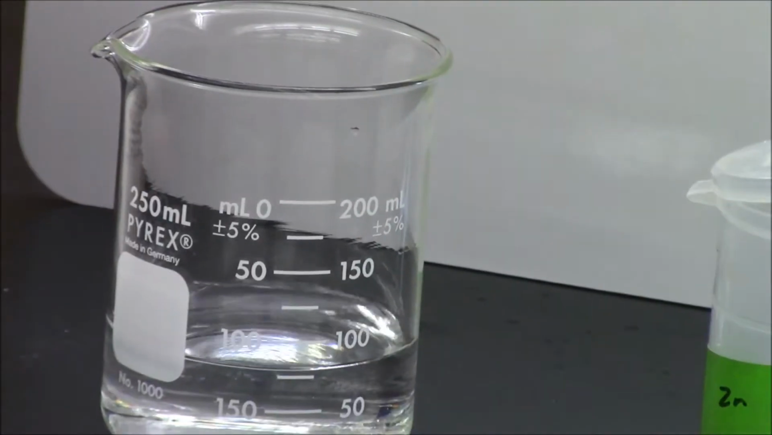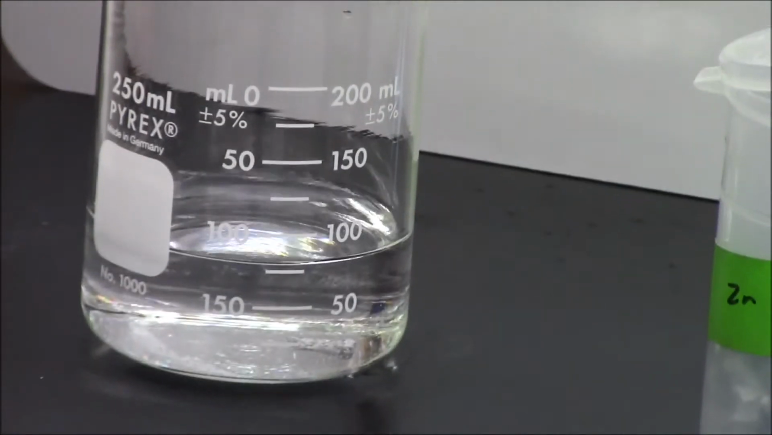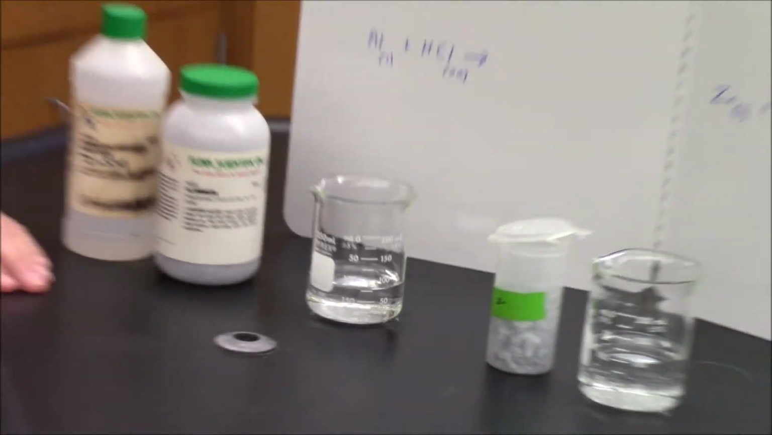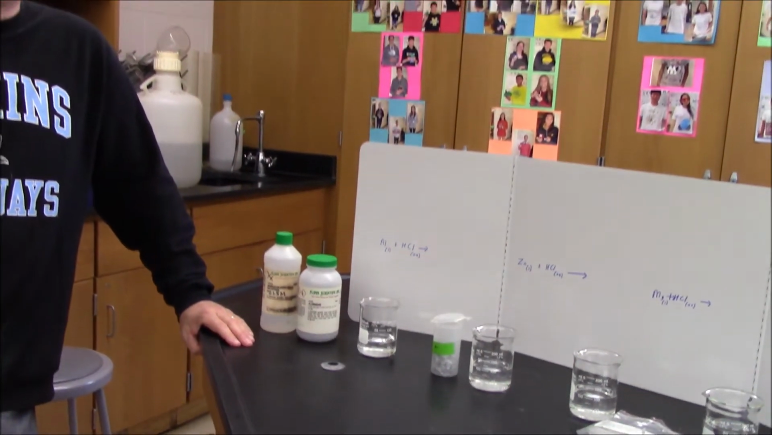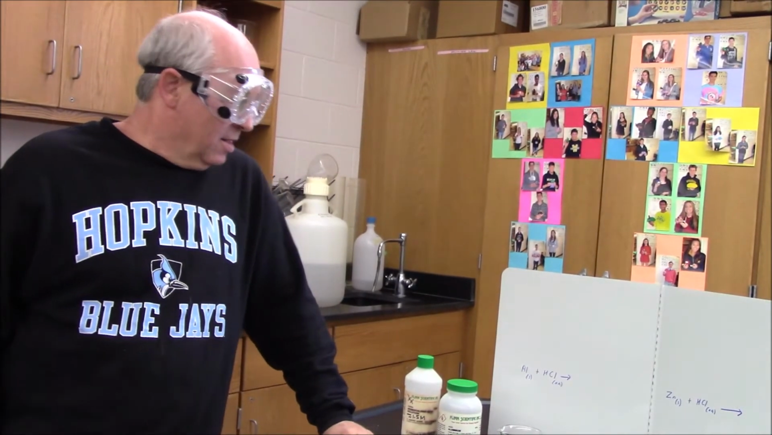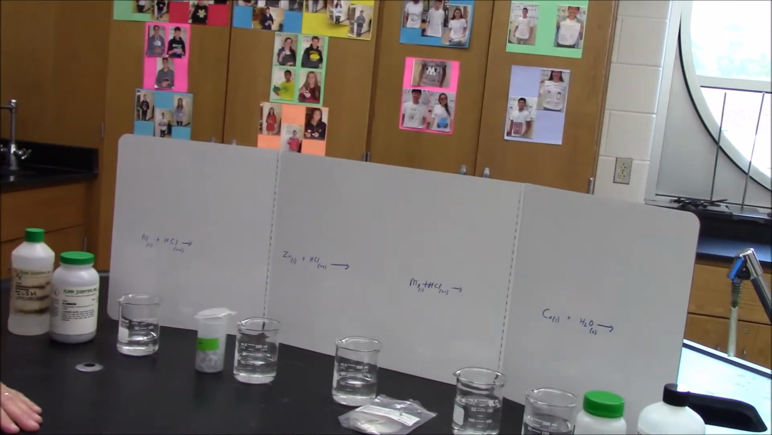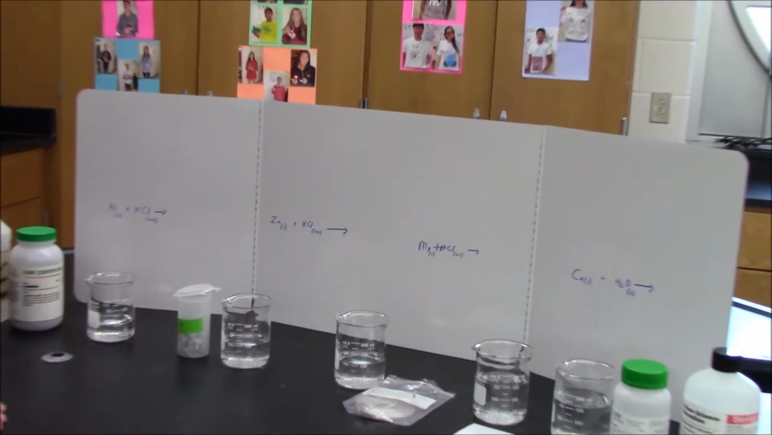You see that there's no reaction. If you take a look on the periodic table, aluminum's over there, toward the right-hand side and a little bit up on the table. Now we're going to go to zinc. If you look on the table, zinc's a little further to the left, a little bit lower down.